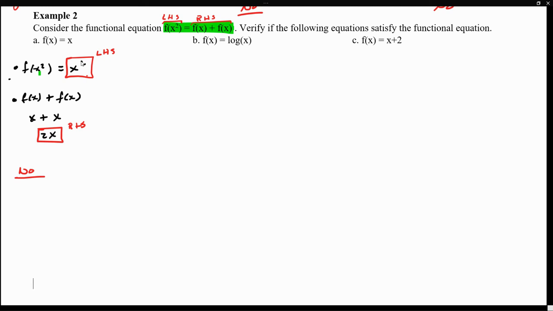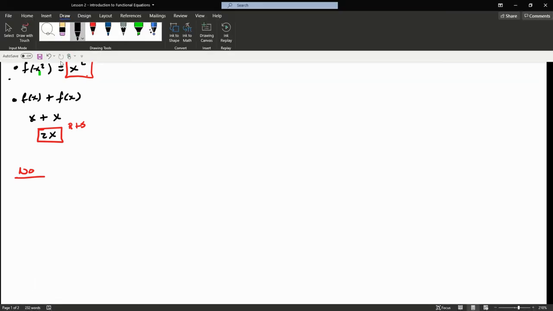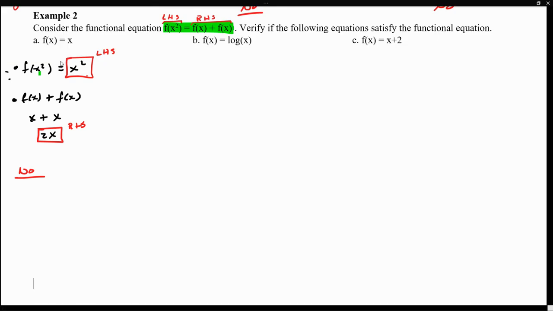But now let's take a look at log of x. Is the function f of x equals log of x a solution of this functional equation? Well, let's see. What is f of x squared? Well, every time we see an x, we're going to substitute with x squared. So we're going to have log of x squared. But now notice that the 2 is inside the log, so we can definitely bring it to the front. So this is equivalent to just 2 log of x.